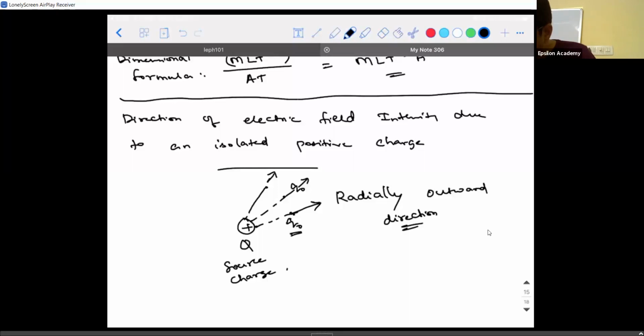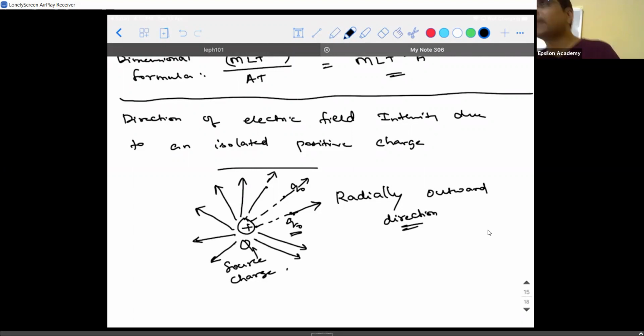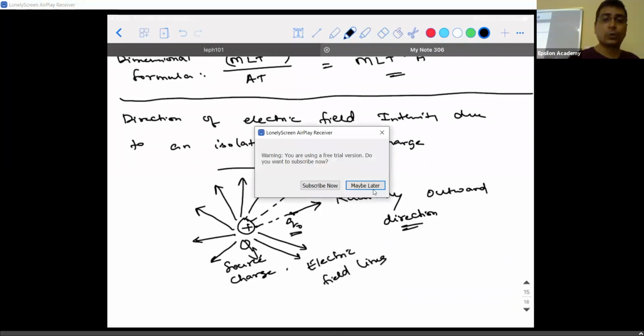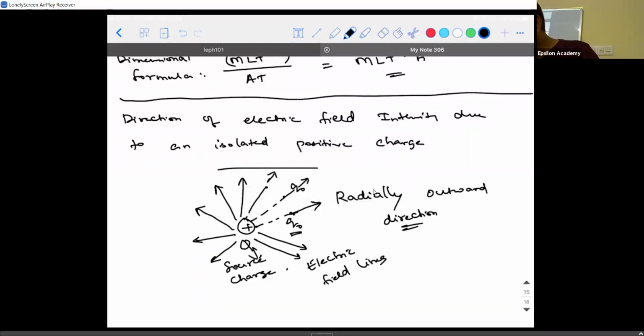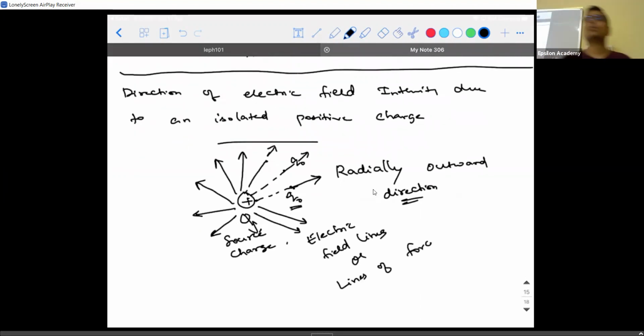So if I have to complete it, they'll be like this. And these lines are what are called electric field lines. Like how you have magnetic field lines, here you have electric field lines. The other name for electric field lines is lines of force. I hope it is clear, right?